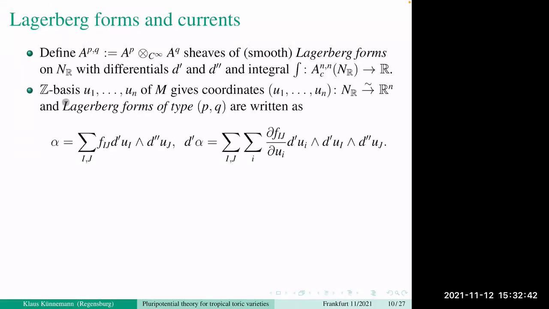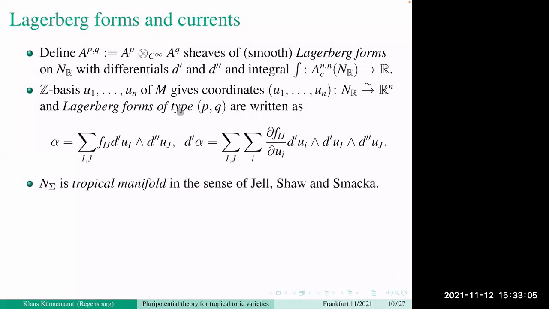So if you fix the Z basis of M, then you get coordinates on your vector space, and then you can write your Lagerberg forms in these coordinates. You have a presentation like this. You have smooth functions here, and there's a formula for the d', which looks like the corresponding formulas in complex analysis.